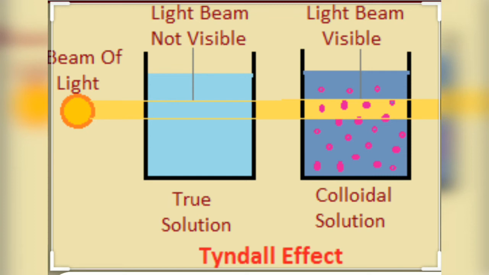Second point, the size of the dispersed particles should be comparable to the wavelength of the light used. The size of the particle should be comparable to the wavelength of the light you are using. Okay, so these need to be satisfied. The third property is color.